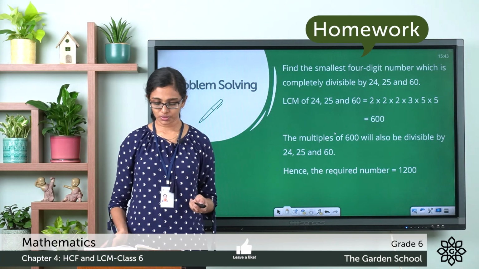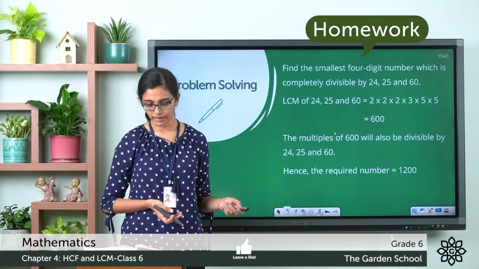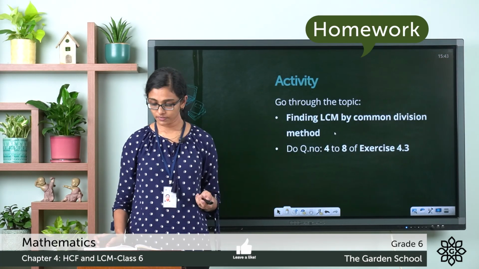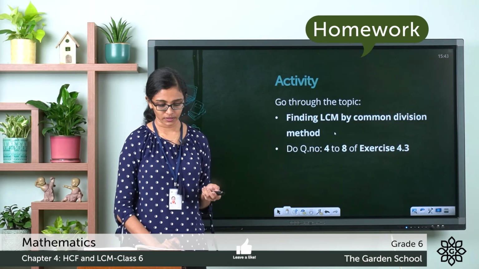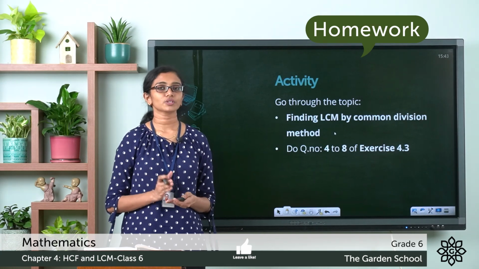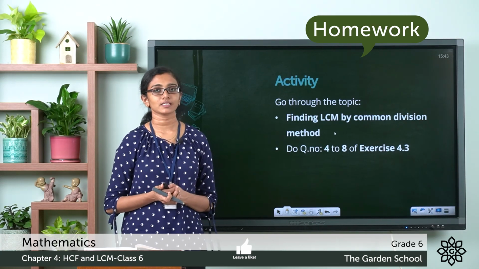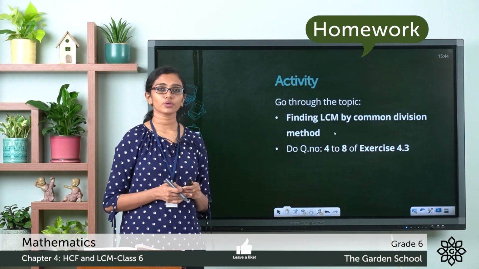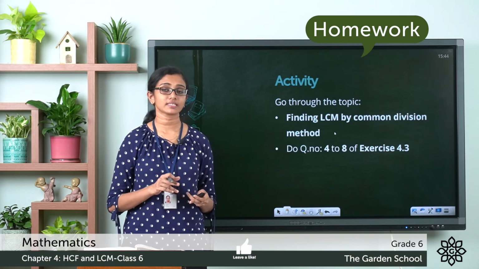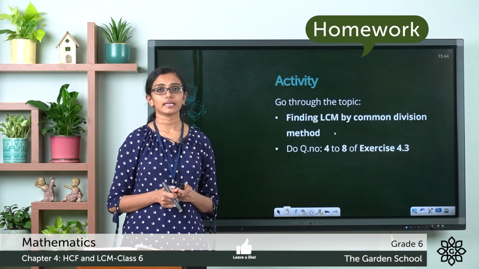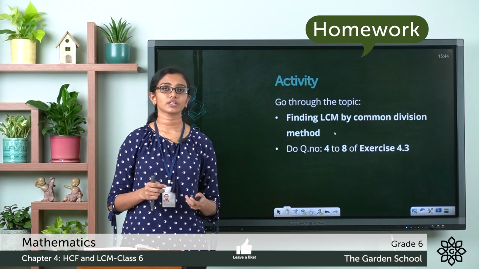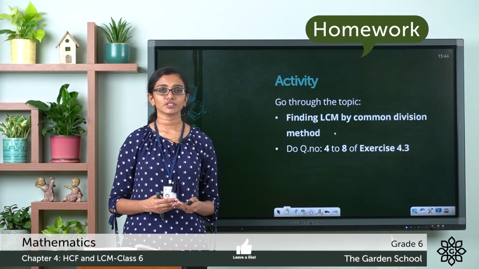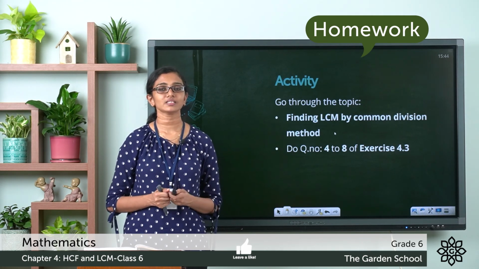Children, you have to go through the topic finding LCM by common division method, which is given through pages 53 and 54 of your textbook. Once you have gone through it, you are ready to do an exercise. You have to move on to exercise 4.3 and complete question number 4 to 8. You can work out these questions in your notebook. Take a picture of the answers, then send it to us through Teams.